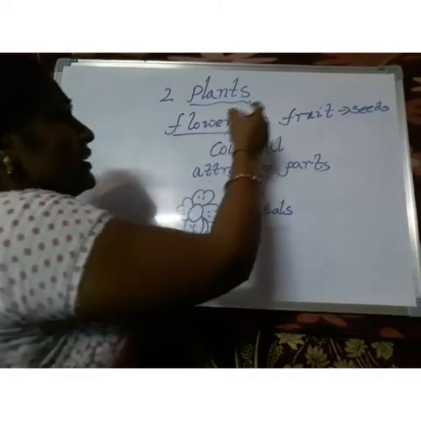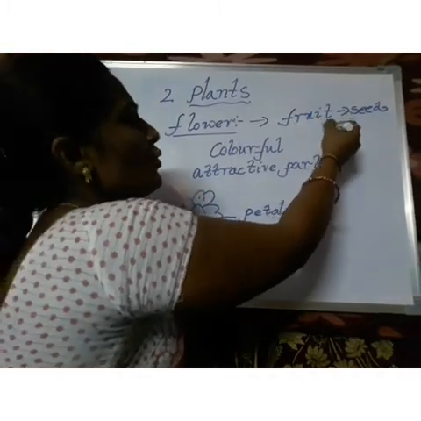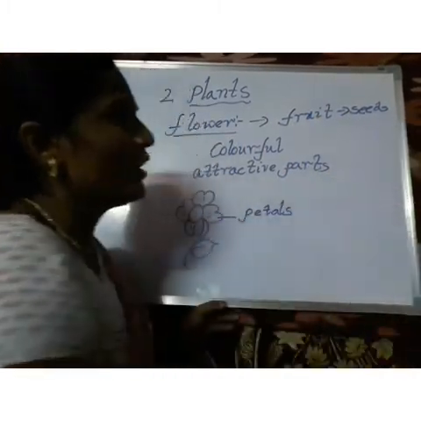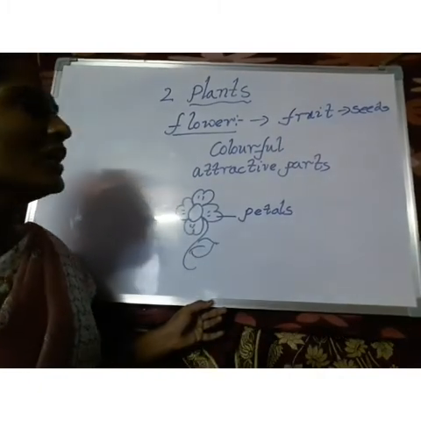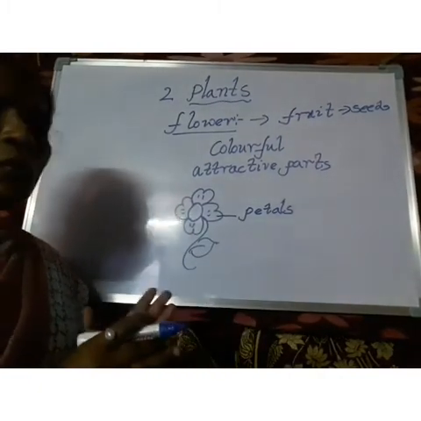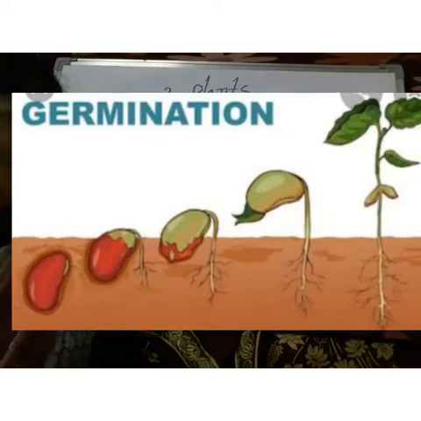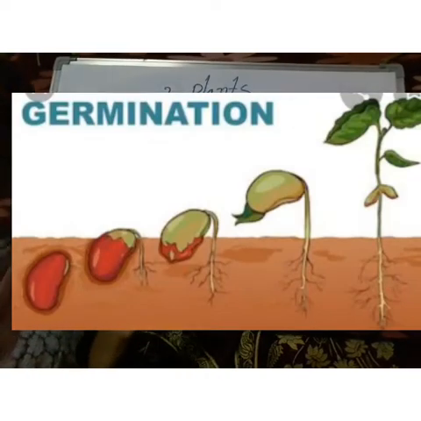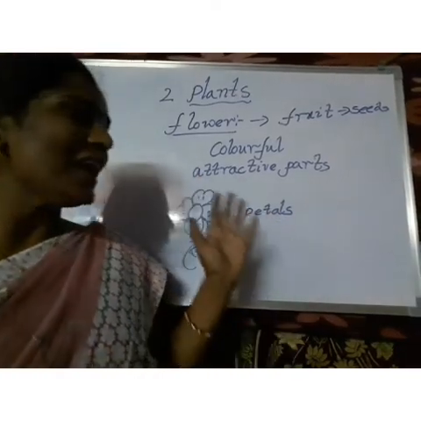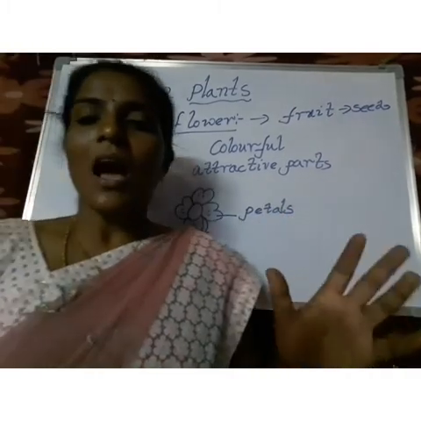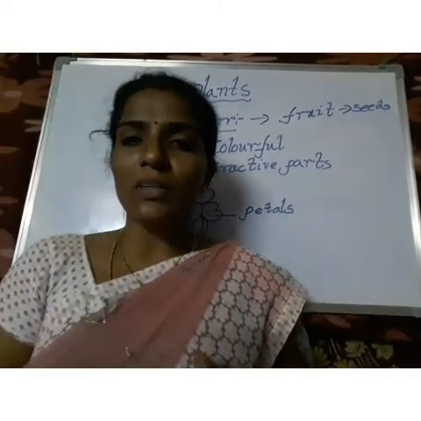This flower can turn into fruit. These fruits contain some seeds. When you keep the seeds in the soil, automatically new plants will come from them. And these are the main basic parts of a plant and functions of a plant. I hope you all understood about the lesson.